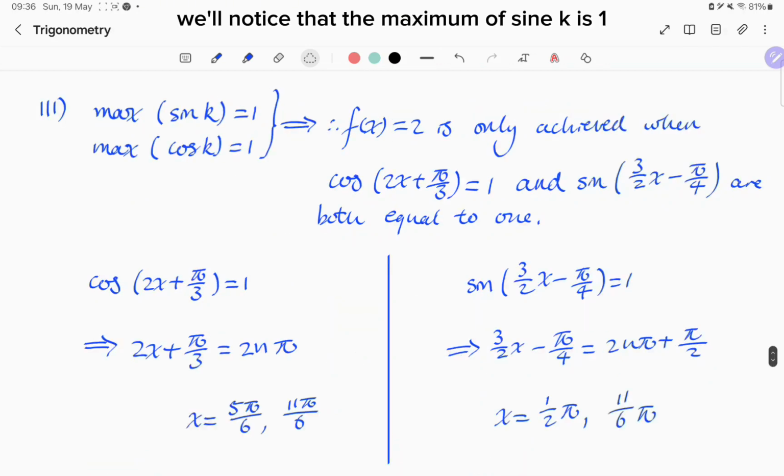We'll notice that the maximum of sine k is 1, and that the maximum of cosine k is also 1, and therefore f of x equals 2 is only achieved when both the cosine and the sine term are both equal to 1. For these two cases, we can solve the function separately.